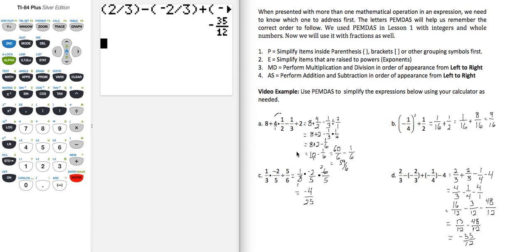So understanding how to use your calculator is important for these problems. Use it as you need to along the way to simplify, but it's also very important that you're able to understand and work these problems out by hand.